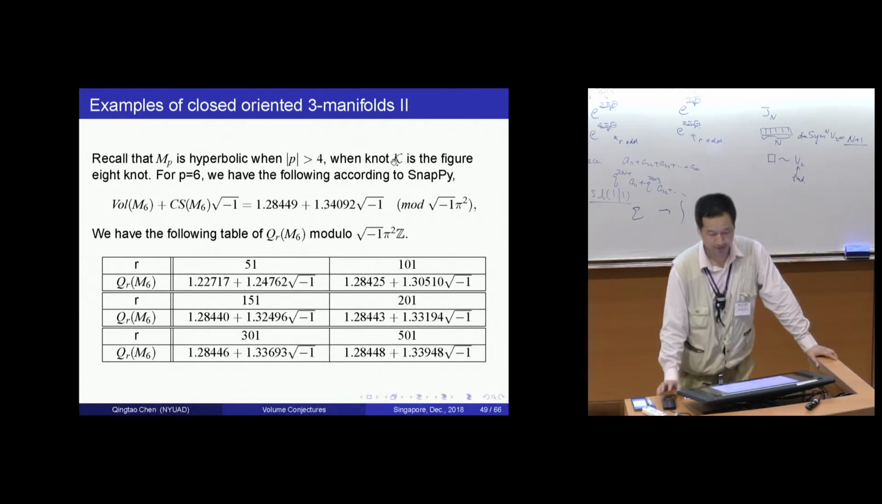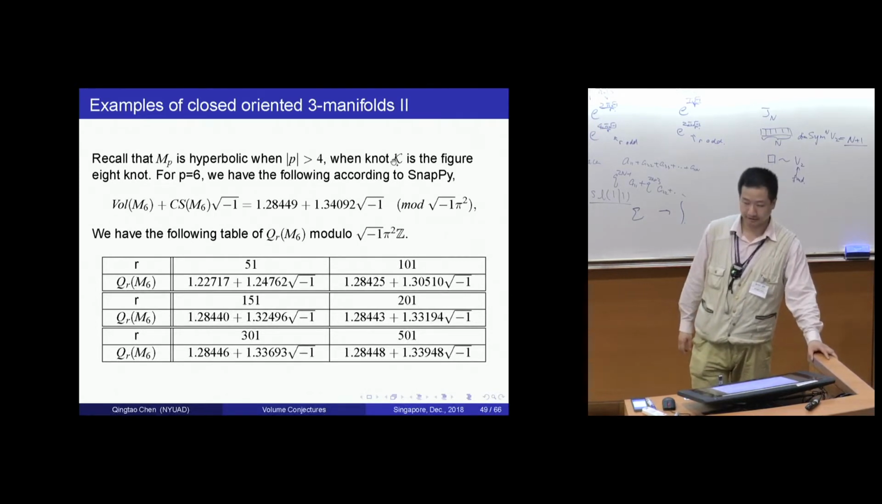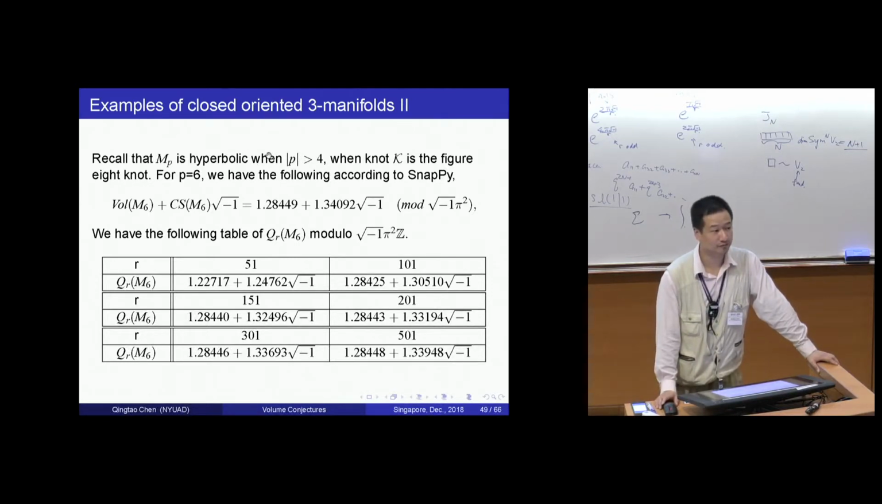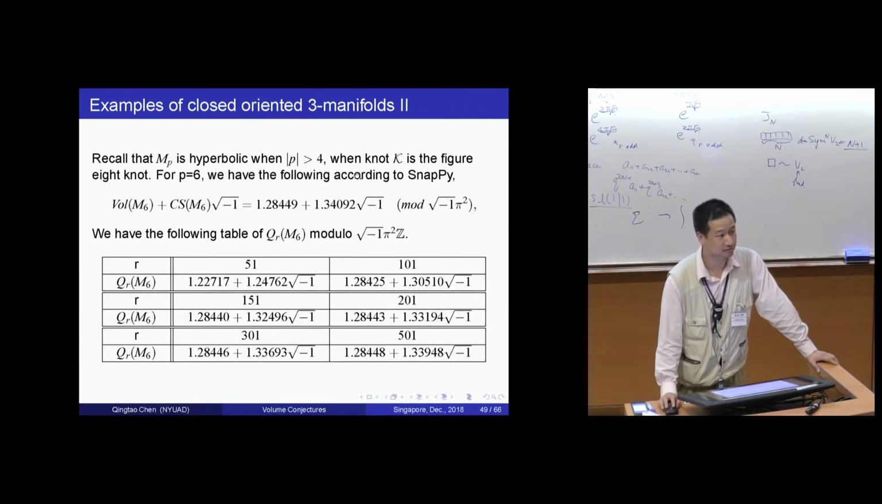Here, the knot K is the figure 8 knot. So for P equals 5, 6, 7, it's a hyperbolic manifold. And this example has been proved by Ohtsuki. Here is the table calculated by me and Tianyang in our original paper.